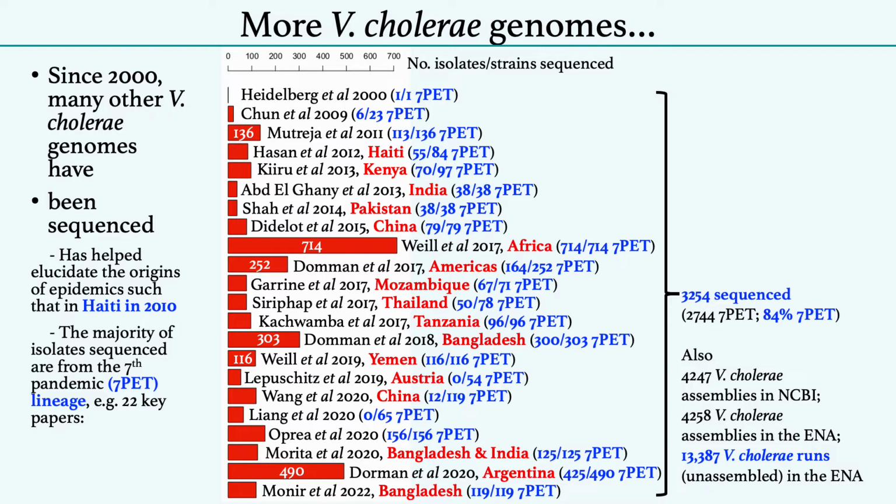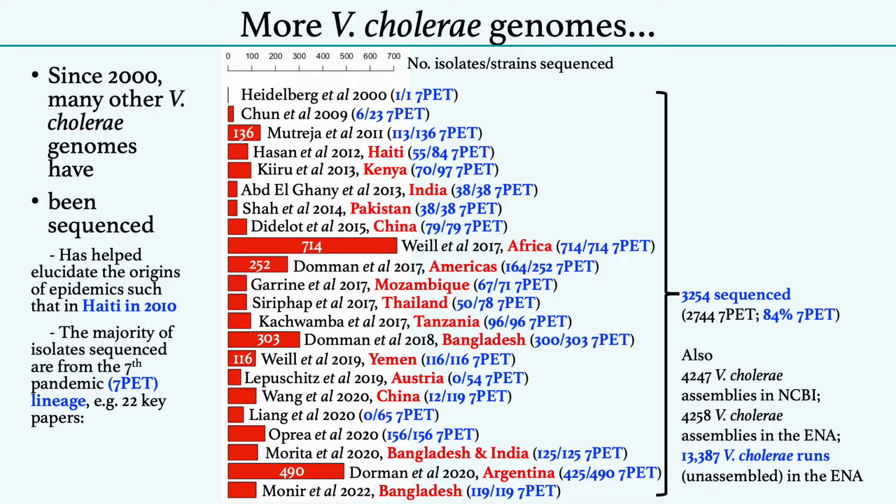Of course, these 22 key papers do not include all papers that have published Vibrio cholerae genomes. In fact, if you look at the NCBI or ENA databases, you will be able to find about 4,250 Vibrio cholerae genome assemblies. These will include some genomes that were published in papers that I have not listed here, but also some genomes that have not yet been published.